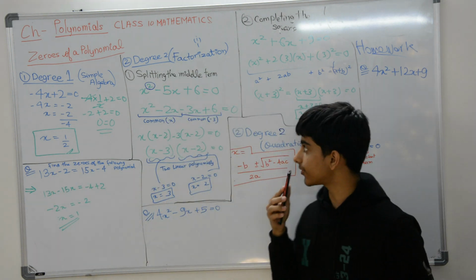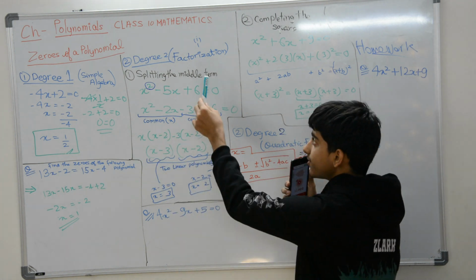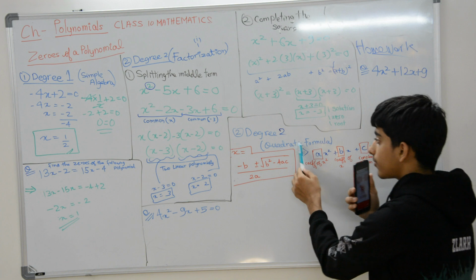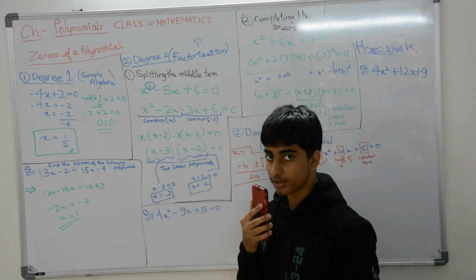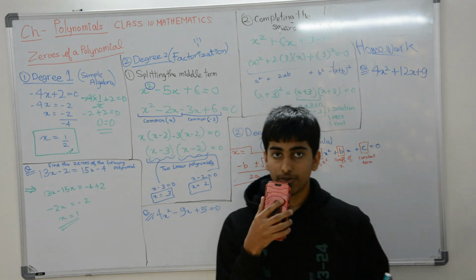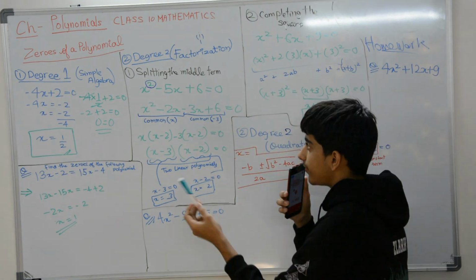Moving on to the second degree of the polynomial. To do this, we have many methods. One is the factorization method and the other one is the quadratic formula. Within the factorization method, we have two subparts where we can split the middle term or we can complete the whole square. You have learned how to split the middle term in class 9. We're going to do the same thing here.